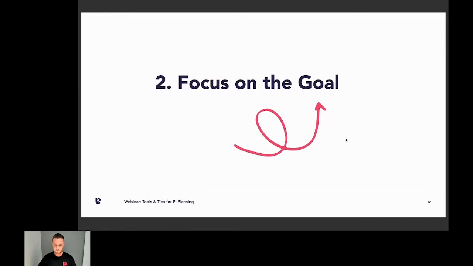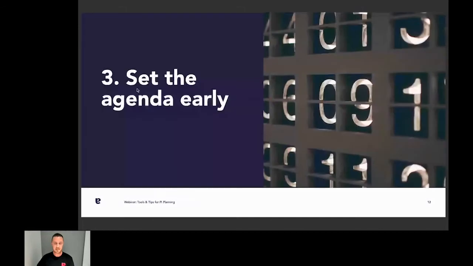Tip number 3. Set the agenda as early as possible. Why is that? Well, think about your people. They're working at home, they're working with their pets or their children or their partner or their family around. If they know that PI planning is coming up and what is expected of them, then they can give the people in their house more notice that they're going to have to concentrate during these periods. And that's going to be really important to get the most out of your people during these times.